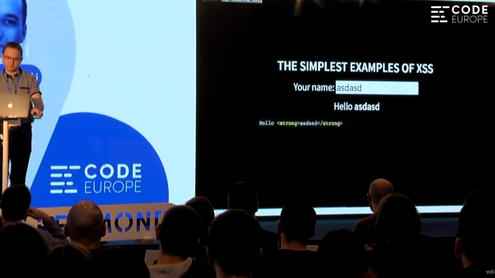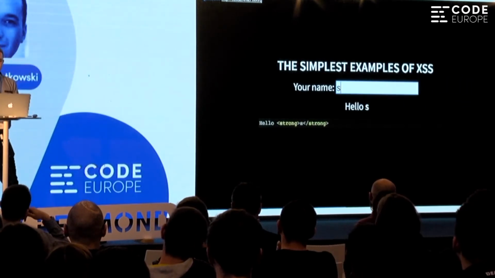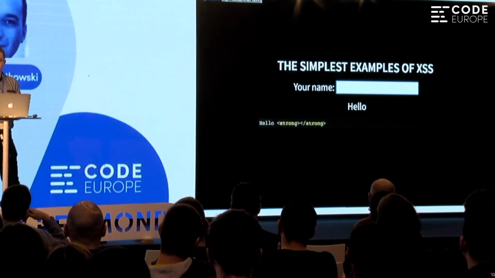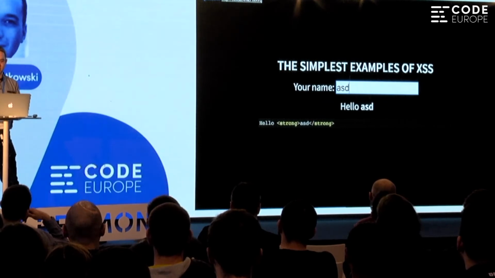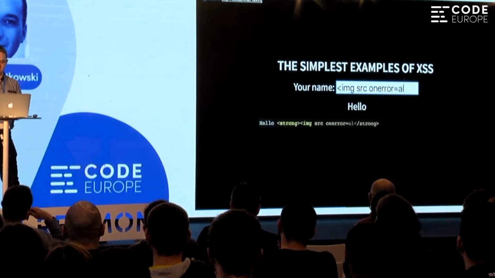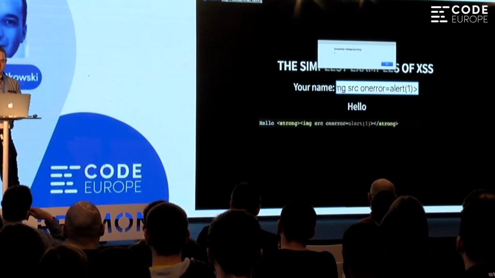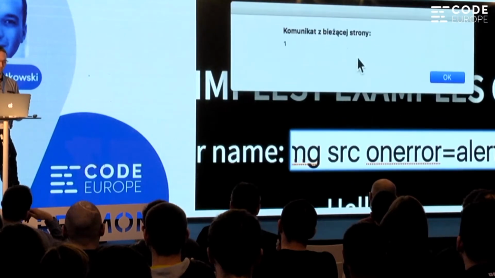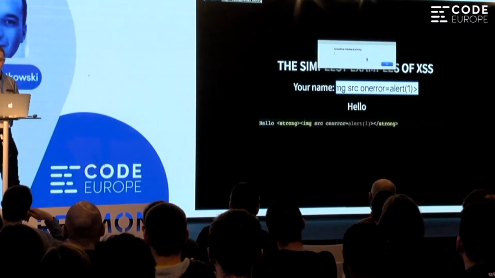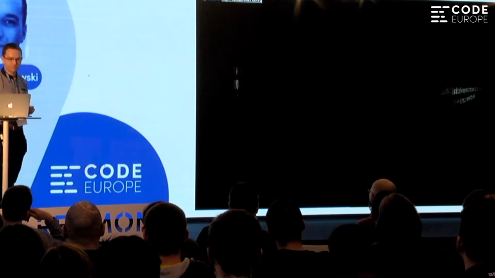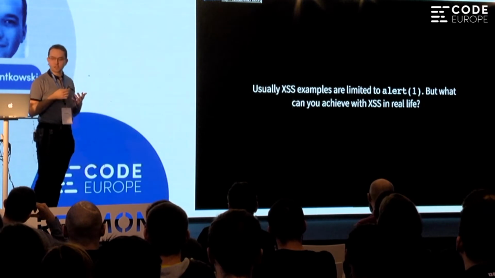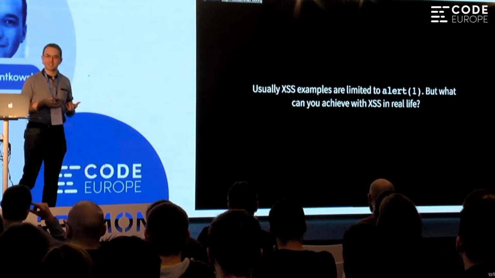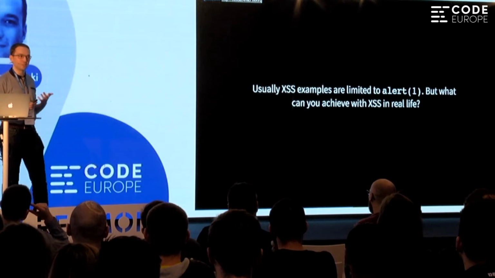So the simple type of XSS is that, I don't know, you can write your name, and your name is reflected in the response somehow. But instead of your real name, you can add some HTML tag. So for example, if you add img, then suddenly an alert appears, which means the XSS executed. And usually, XSS examples are limited to alert 1. But what can you achieve with XSS in real life? Why does Google pay $5,000 for alert 1?